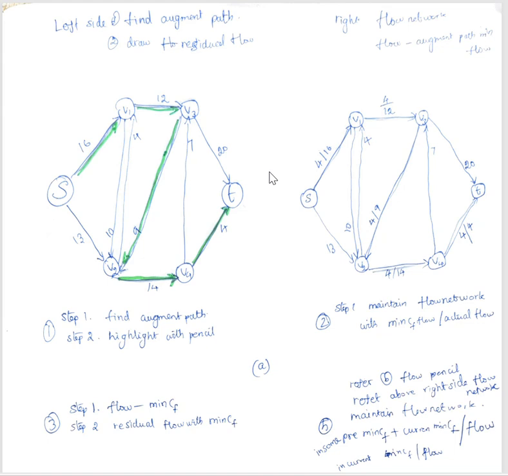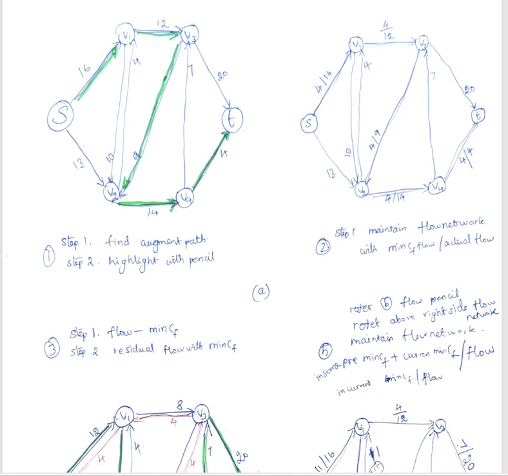Everyone. So here I am explaining the max flow graph. First we are using the Ford Fulkerson method. This is the given graph. In the given graph, we are finding the augment path to reach destination T from source.